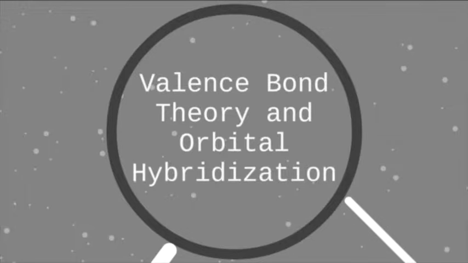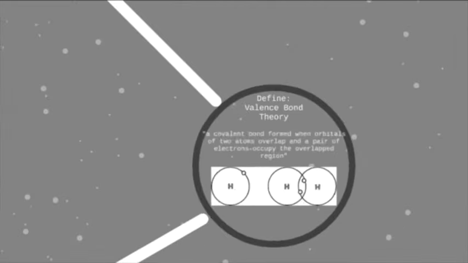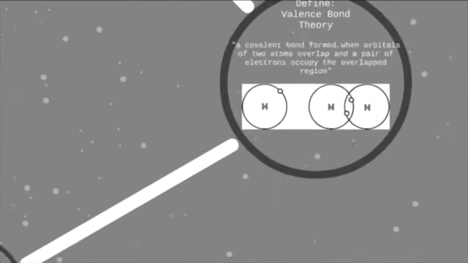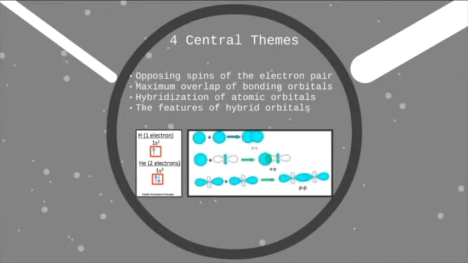Today we are talking about valence bond theory and orbital hybridization. Valence bond theory is defined as a covalent bond formed when orbitals of two atoms overlap and a pair of electrons occupy the overlapped region. There are four central themes to valence bond theory. The first, opposing spins of the electron pair, is described as the orbital region formed from overlapping orbitals that can only fit two electrons that have opposite spins.